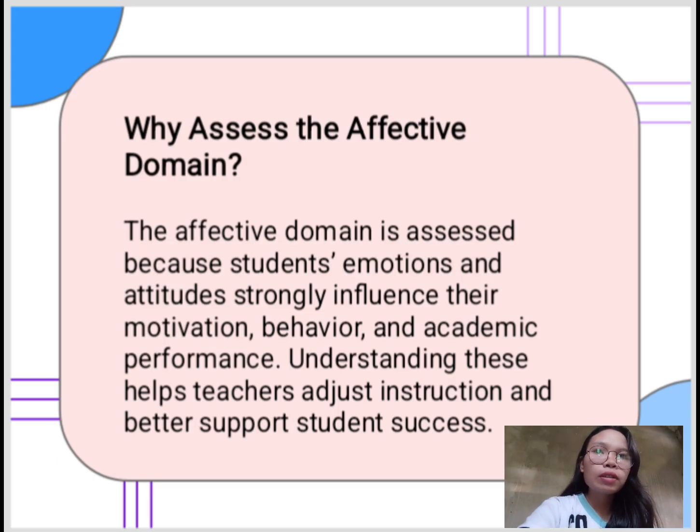As Stevens 2005 states, motivation and desire are the foundation of learning. Without the will to learn, learning will not happen. Popan 2011 also emphasized that affective factors can be more influential than cognitive factors in student success. Therefore, understanding students' emotions helps teachers improve instruction and support better academic outcomes.